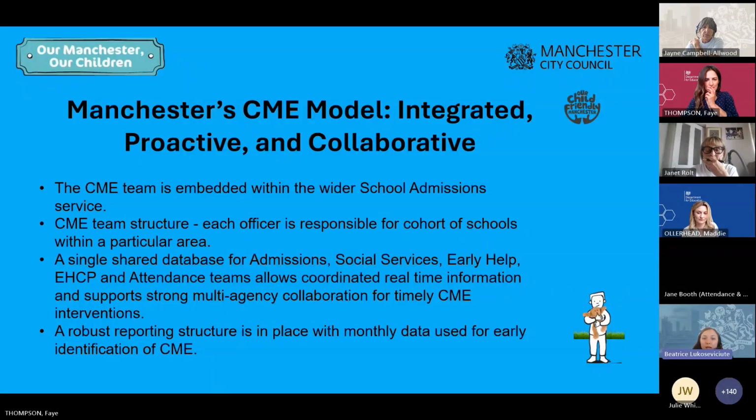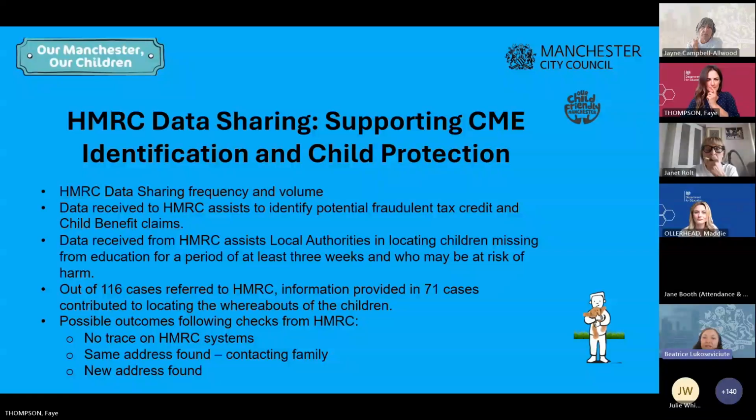And just to mention as well, a robust reporting structure is in place with monthly data used for early identification and prevention of CME. There are several reports the CME team run on a regular basis to identify new arrivals into the city and fast track them into education, or complete checks to ascertain if they're not in Manchester, identifying children who are not on a school roll or have been recently enrolled from schools and cross-referencing that with our system to ensure that the school has indeed sent us an off-rolling notification form. And there's a clear escalation route for officers within the Children Missing Education team.